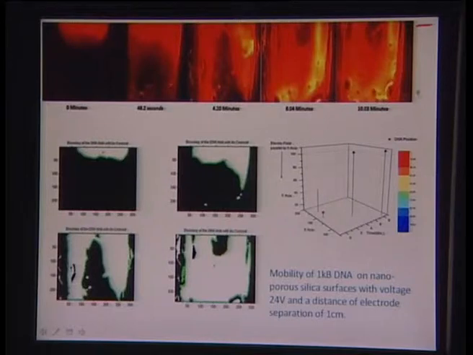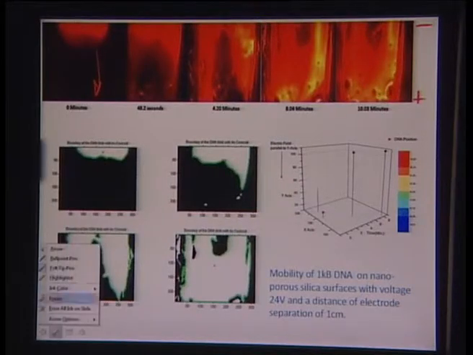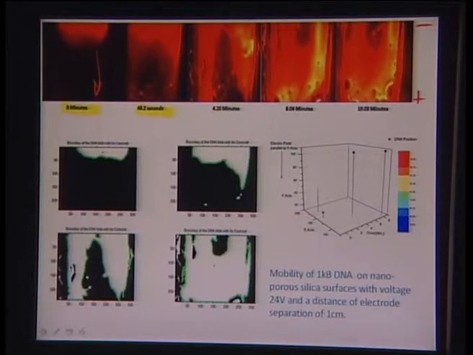Here this is negative and this is positive, and you can see slowly that the DNA emerges back into the field of view for these different time intervals, from 0 minutes all the way to about 10.03 minutes. Then we plot the mobility by the same mechanism as before, and still see the Brownian motion.